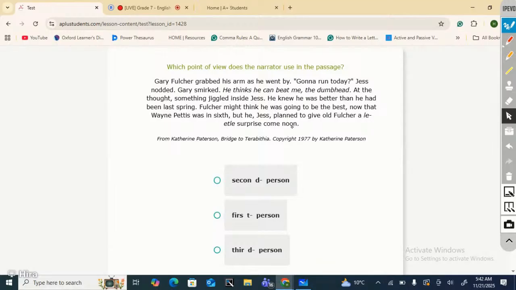Gary Fulcher grabbed his arm as he went by. Gonna run today? Jess nodded. Gary smoked. He thinks he can beat me? The dumbhead. At the thought, something jiggled inside Jess. He knew he was better than he had been last spring. Fulcher might think he was going to be the best, now that Wayne Pettis was in sixth, but he, Jess, planned to give old Fulcher a little surprise come noon.